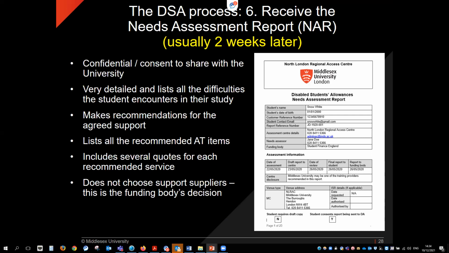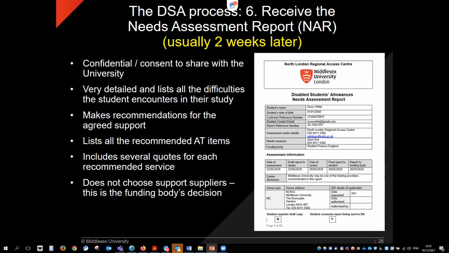So the report is very confidential, and of course we ask the student for permission to share it with the university. It is very detailed and lists all the difficulties the student encounters in their studies. We do warn them that we're interested in what they can't do, not what they can do, because the funding will depend on their need for additional support.